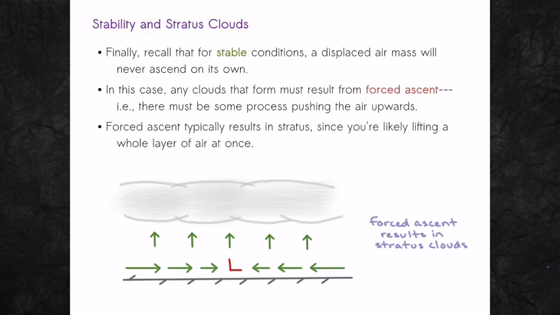Okay, so that's our basic description, our basic discussion of cloud types and how the different types form. In the next screencast, we're going to transition and start talking about thunderstorms a bit.